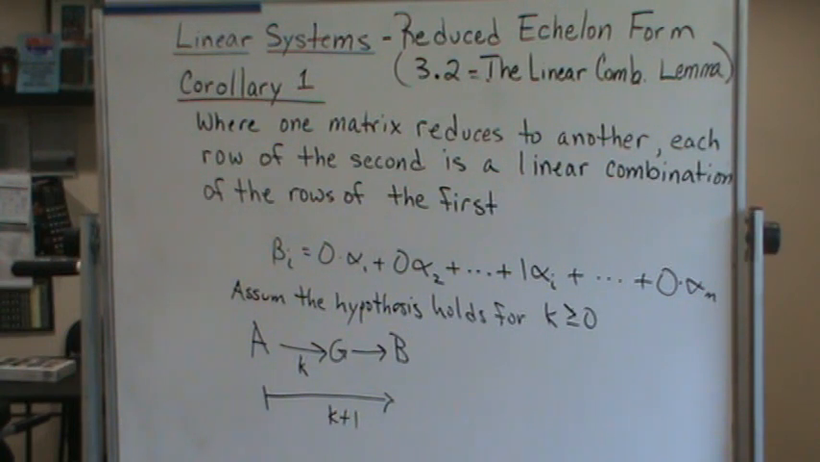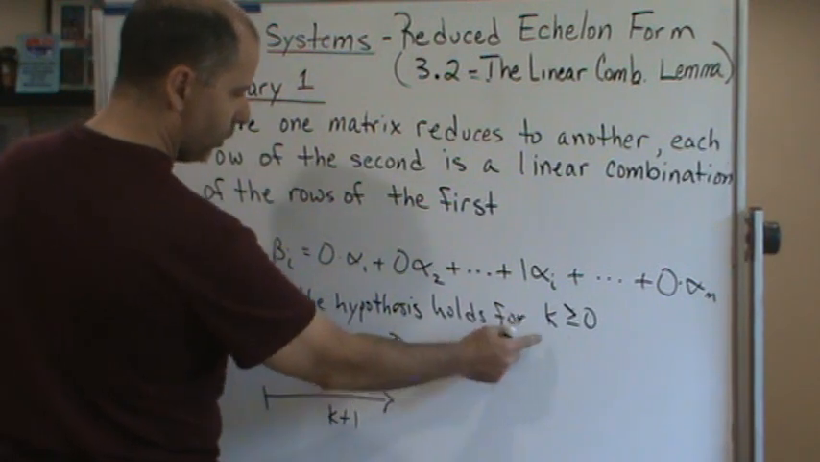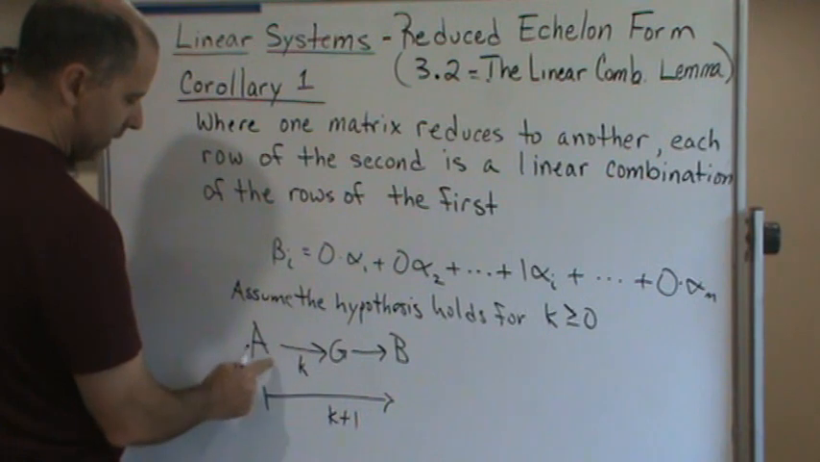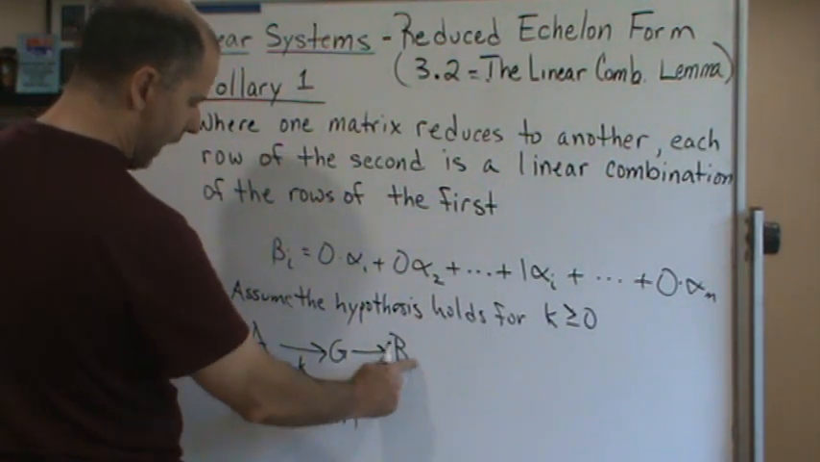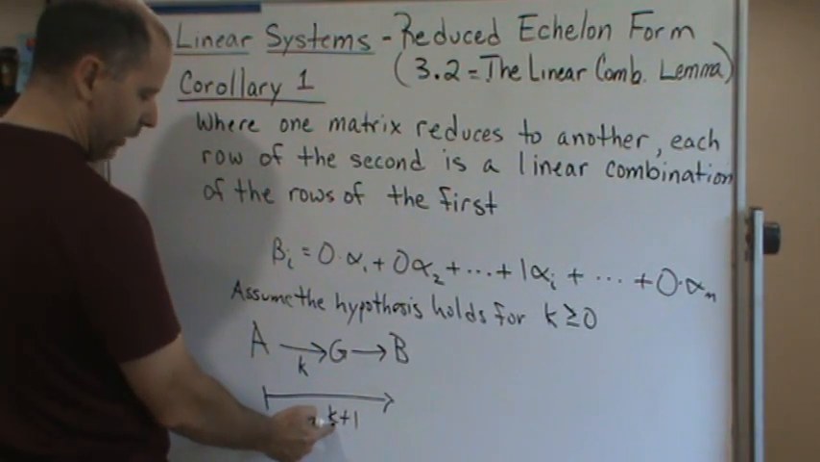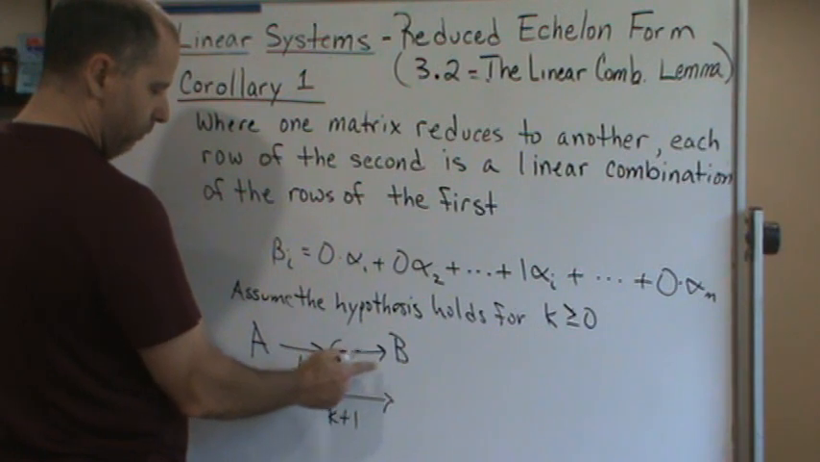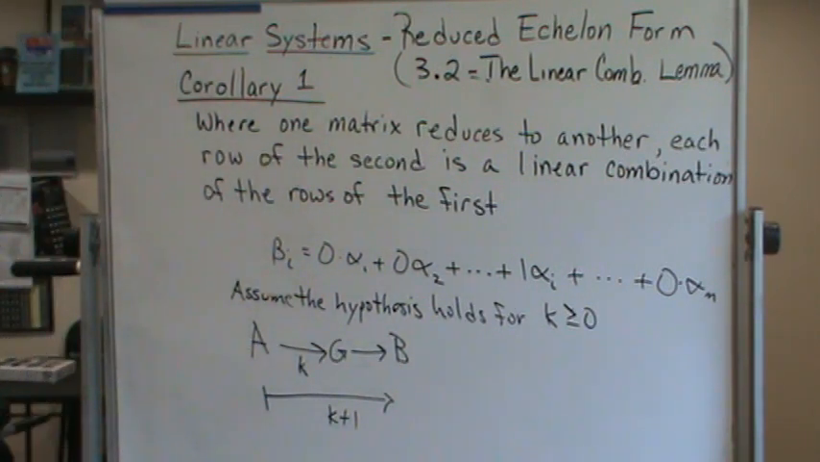Now, the inductive hypothesis applies to G, because that's what we're assuming. We're assuming the hypothesis holds for k greater than or equal to zero. So if it takes k plus one operations to get to B, and G is the matrix before B, then it takes k operations to get to G. And of course we know that the hypothesis holds for G, because we're talking about k operations. So each row of G is a linear combination of the rows in A. That's the hypothesis.